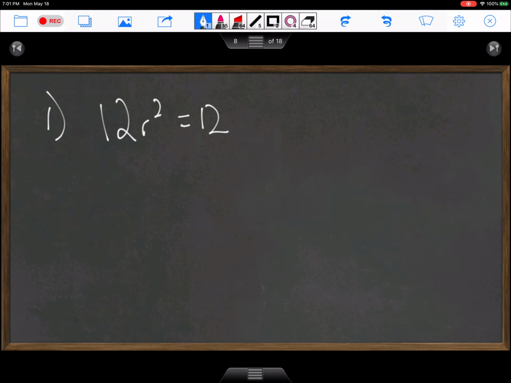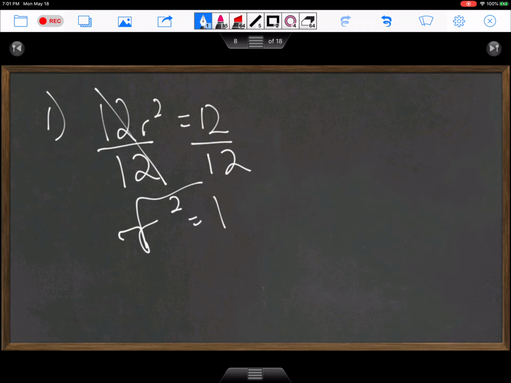So to figure out what that is, in this case, we can just isolate the variable. So I'm going to undo times 12 by dividing by 12. Then I'm left with r squared equals 1. And then I can take the square root to get rid of the square. And that'll give me this. So there's going to be two answers. 1 and -1. And the reason there's two answers is, we're trying to figure out what r is.